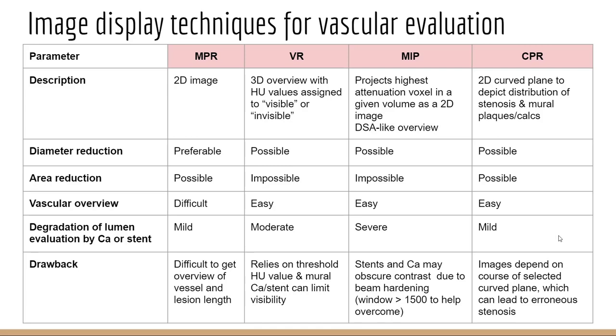There's very little degradation of the lumen by high attenuating objects, particularly if you make your own tracing within the lumen. But again, that's the main drawback: the images depend on the course selected. The software does an okay job, but I often have to tweak it, and unless you know how to tweak it, it can be very challenging and almost useless if the software itself selects a poor plane.